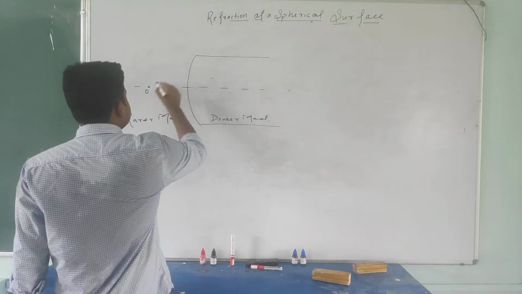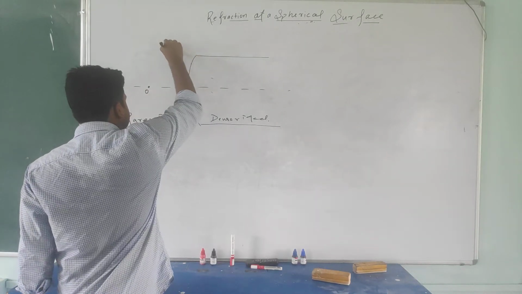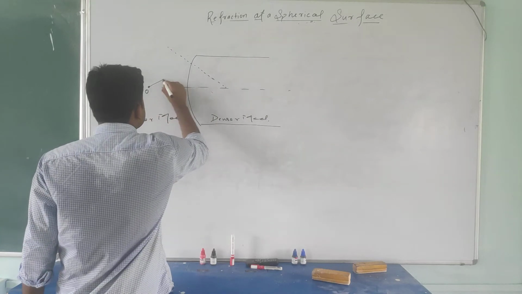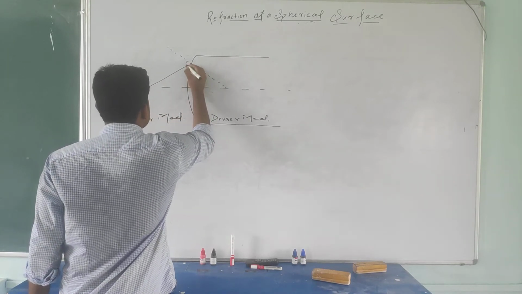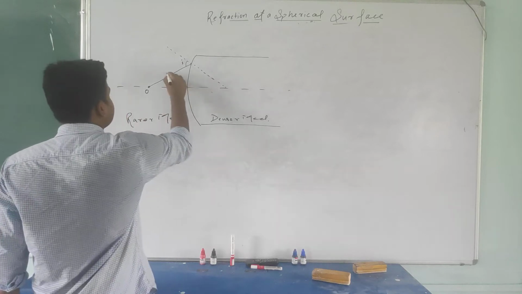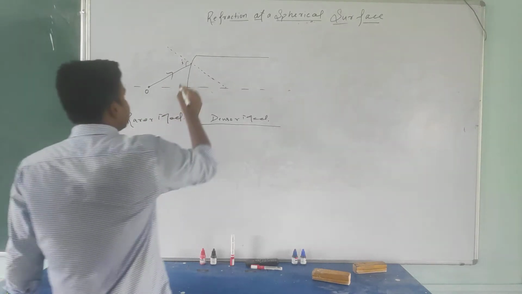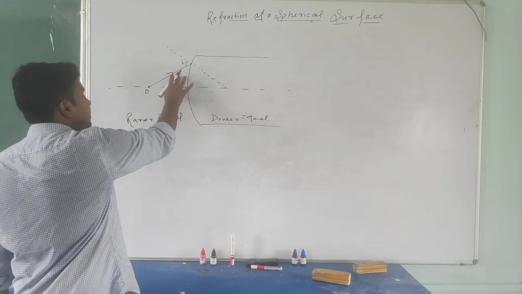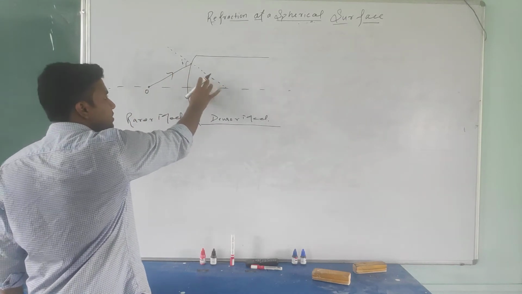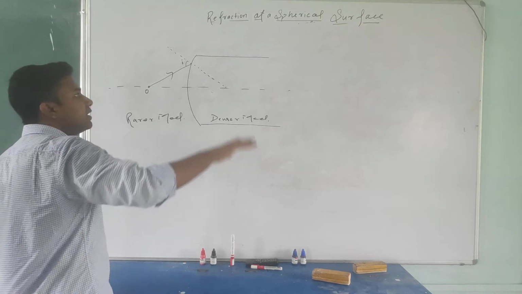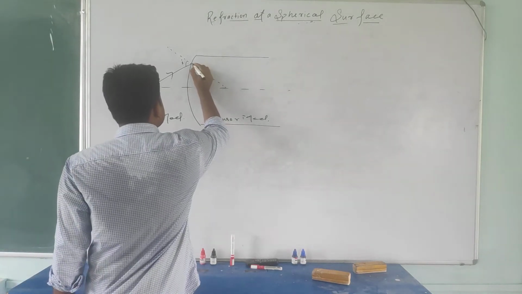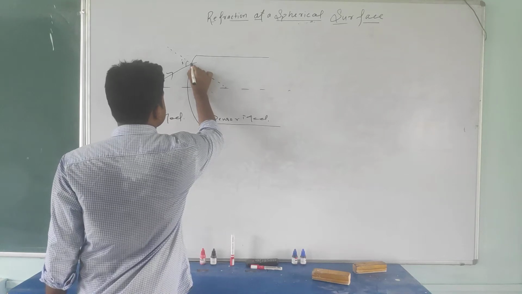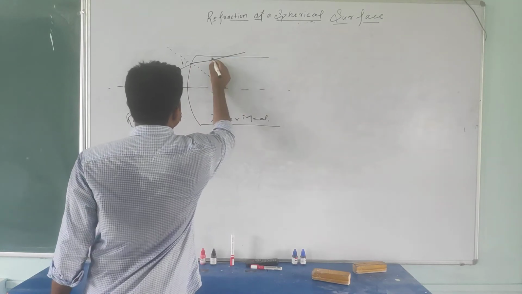now what will happen? Look at this. Here I am drawing a normal. Okay, and here this ray is falling. This one is the incident angle at this point, and it's deviated. So this one is the rare medium, this one is the denser medium. So now ray will tilt towards this normal. So now I am assuming this ray is tilting towards the normal. So ray is a little bit tilted and it's going like this.